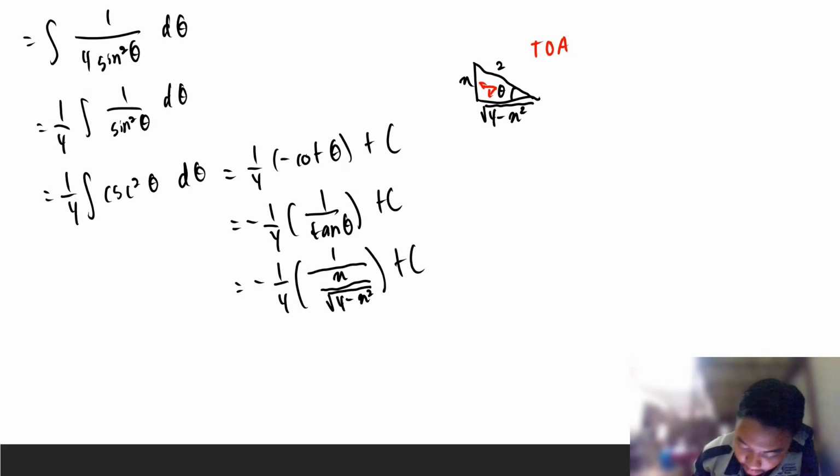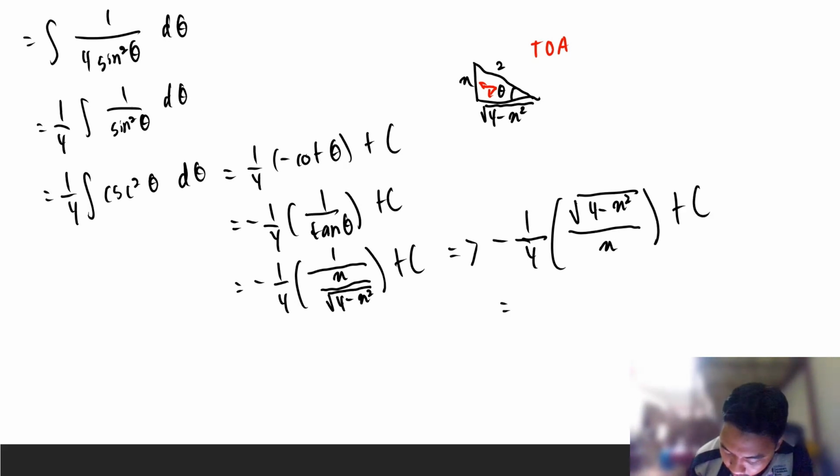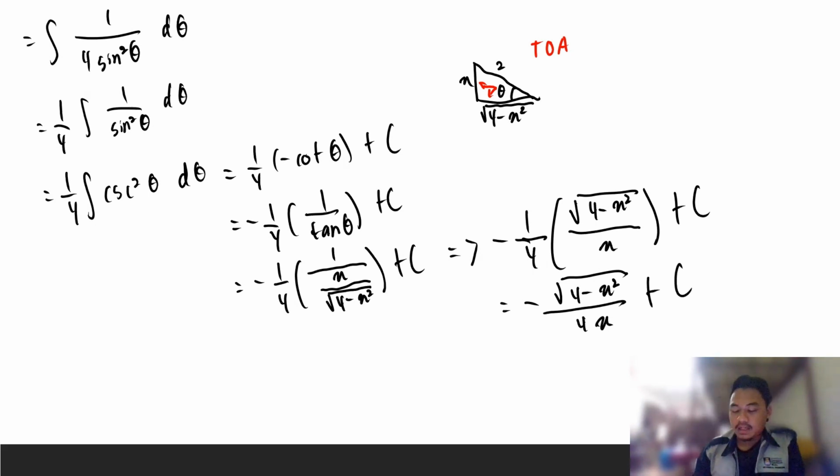We simplify the term and it becomes negative 1 over 4 times square root of 4 minus x squared over x plus c, and then it becomes negative square root of 4 minus x squared over 4x plus c. And that will be my final answer for question 2. So that's all from me. Goodbye and thank you very much.